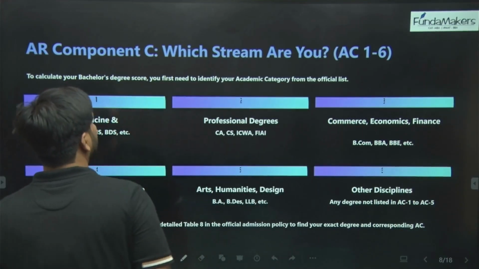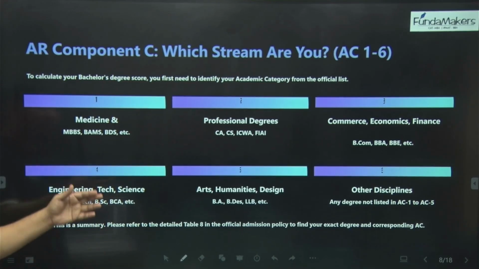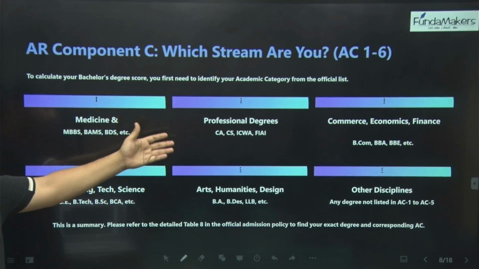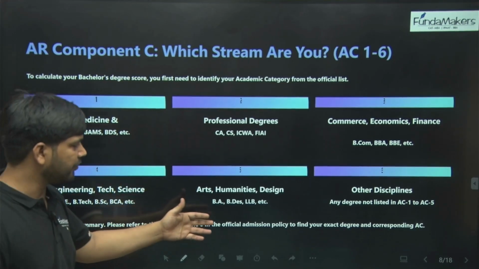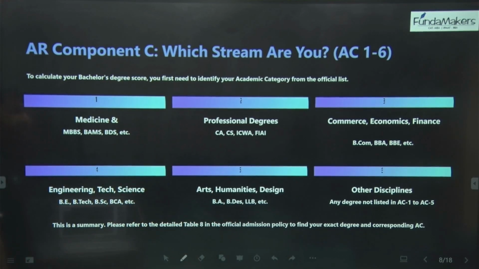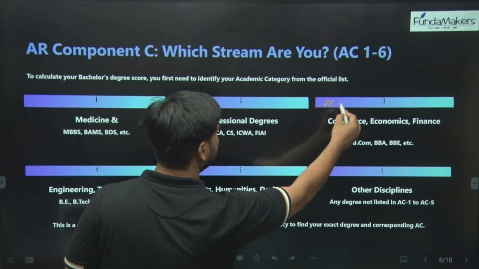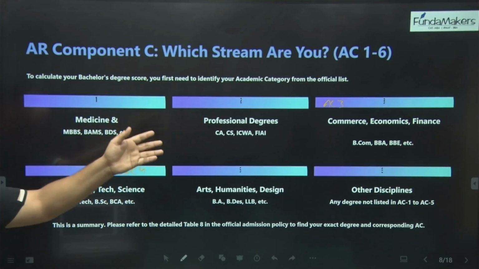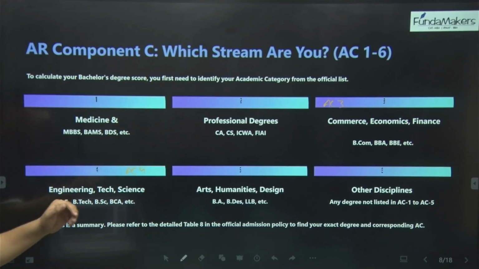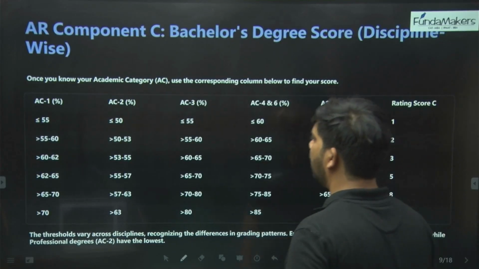And then you have the graduation stream. Now this is divided into 6 sections: medicine, CS, professional degree, commerce and finance. Then you have engineering, you have arts, humanities and design, and others. Right. So a lot of people fall in the category of AC3 first. This is AC3 and this is AC4. A lot of people are either BTechs or commerce and finance and all. If you are a BA student, you may get here as well. And they all have different weightages.